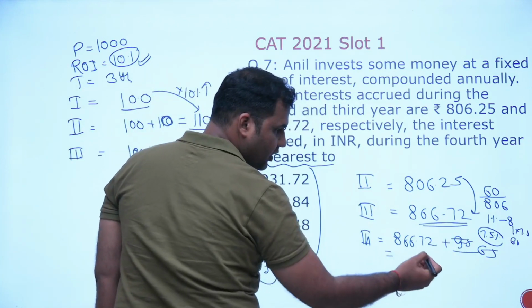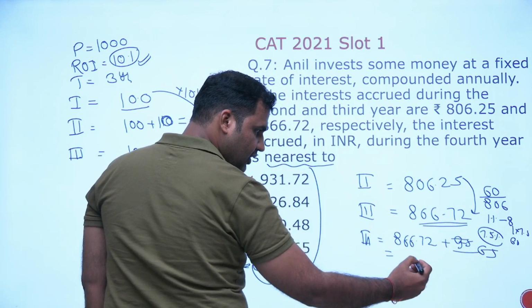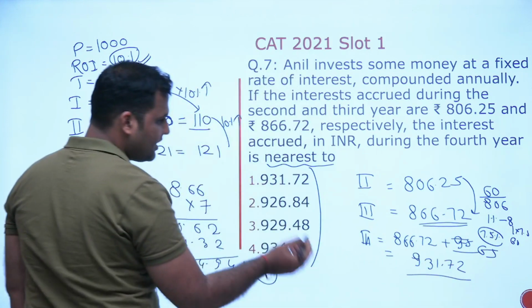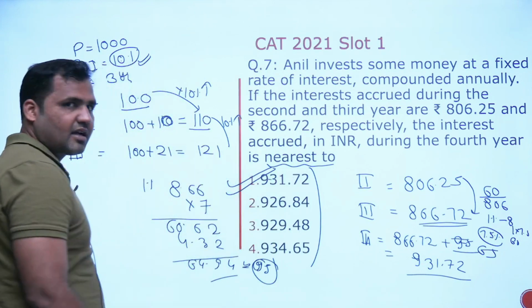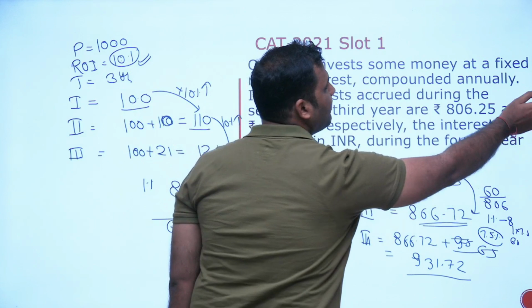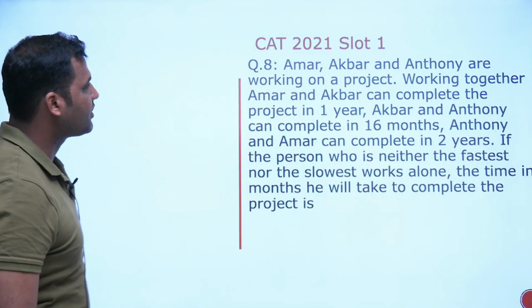If you increase the value by 65, then you will be getting a total of approximately 931.72. So 931.72 is the exact answer coming. Option 1 will be the correct answer of the question, right? You just need a basic definition of compound interest to answer the question.